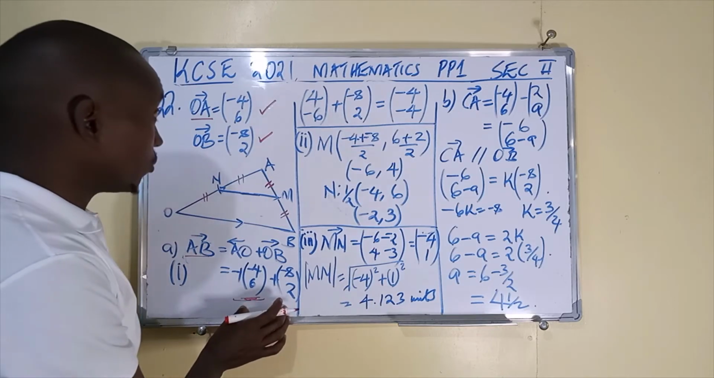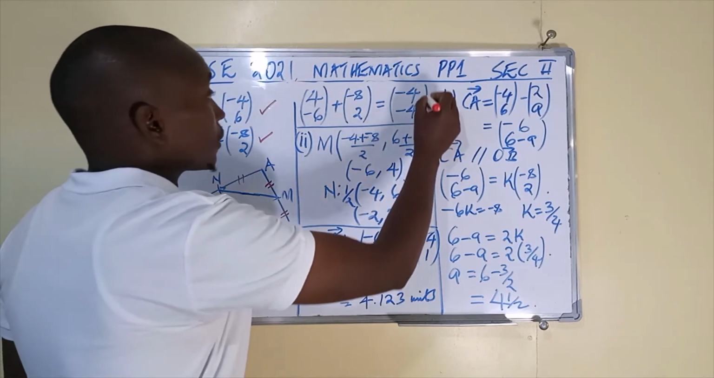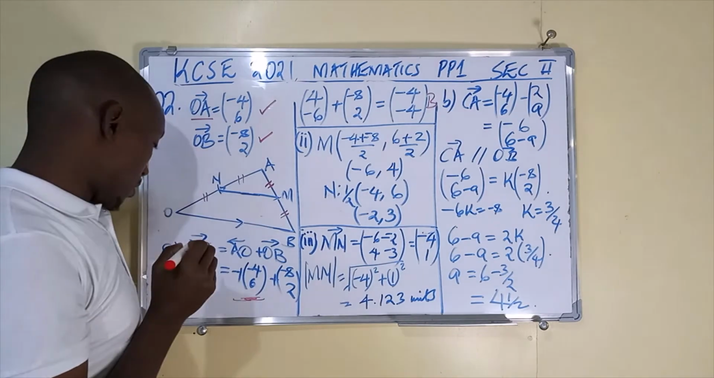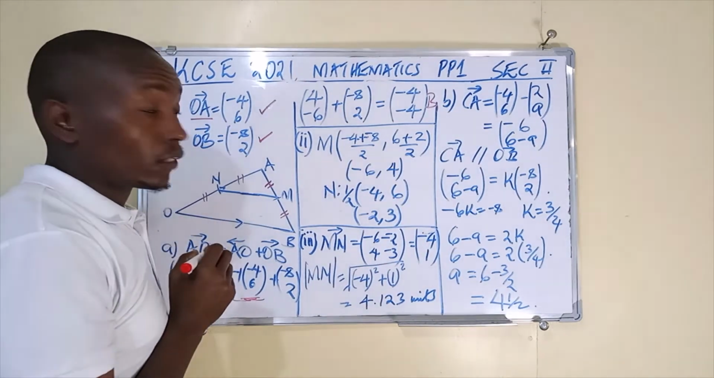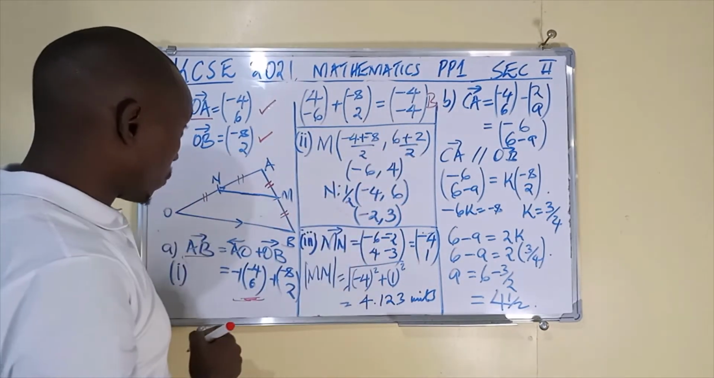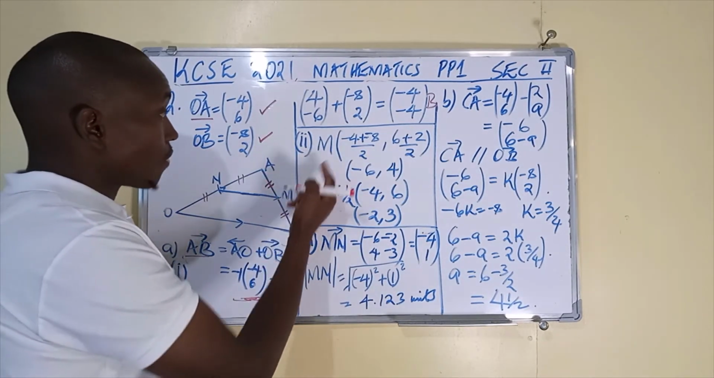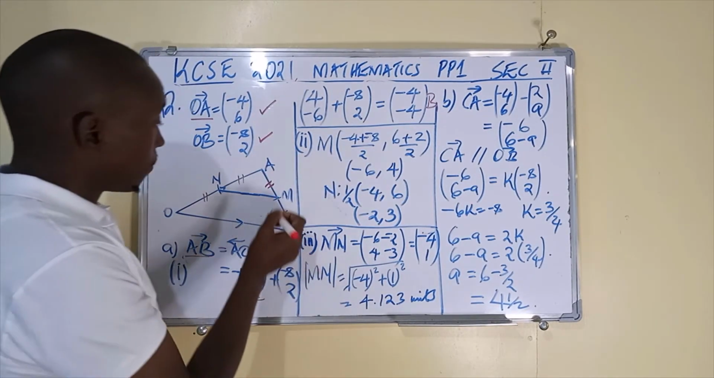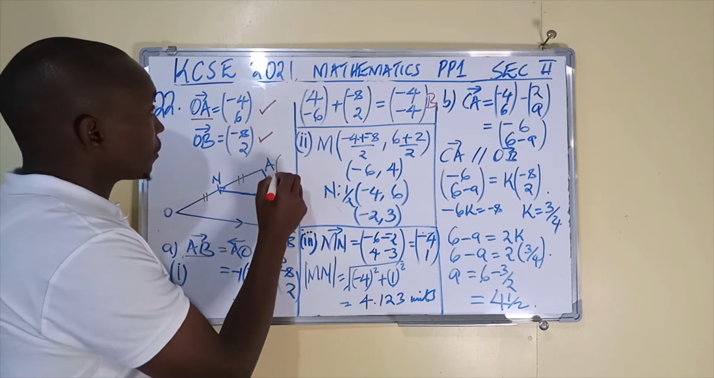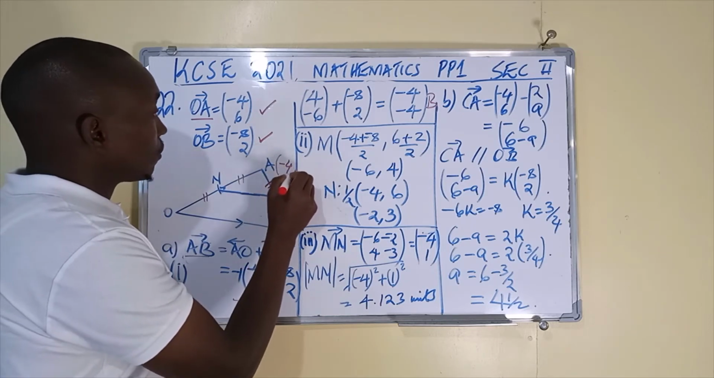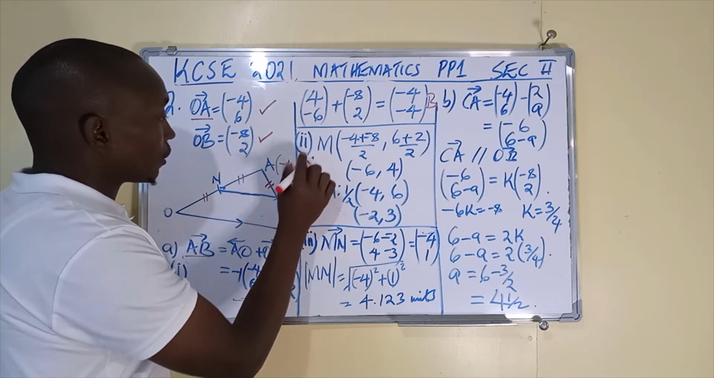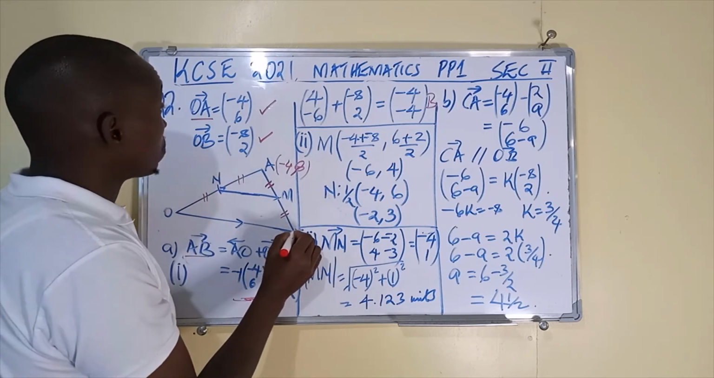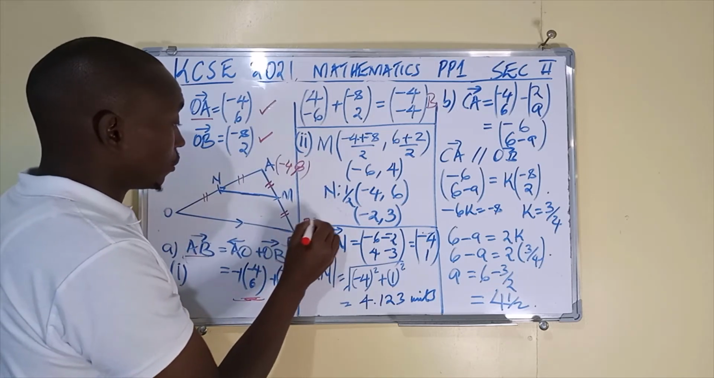So if I am able to do this, I will get the vector AB, negative 4, negative 4. That is part 1. Roman 2, I get the coordinates of M. This is the midpoint. Remember, I'm given this point, negative 4, 6, and I have this point, negative 8, 2.